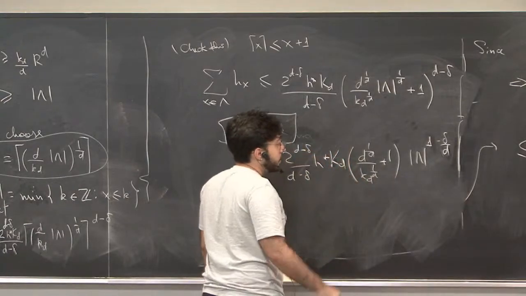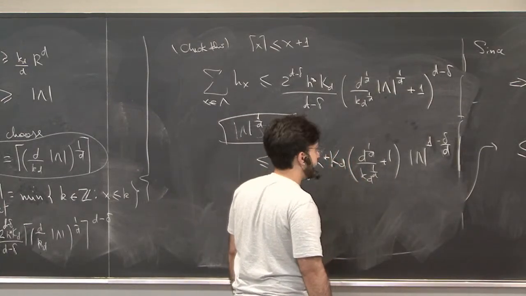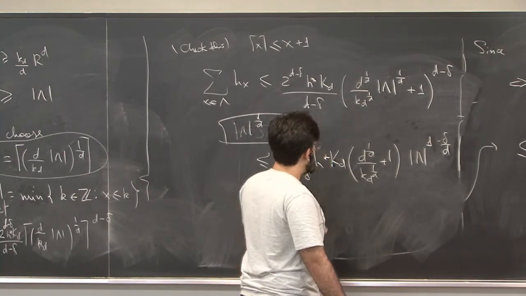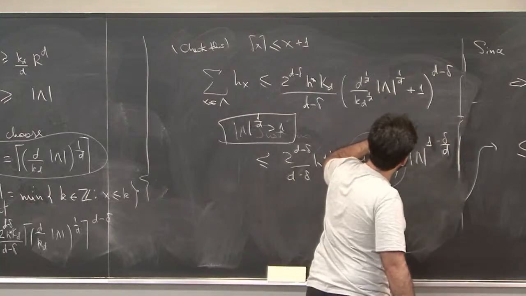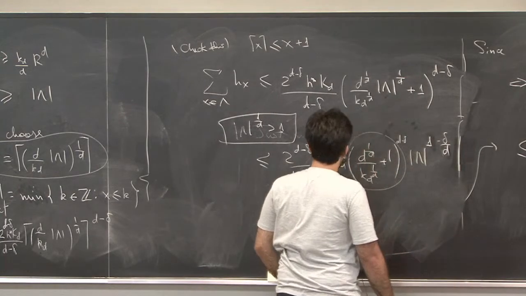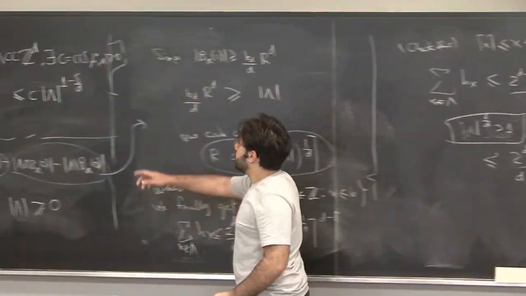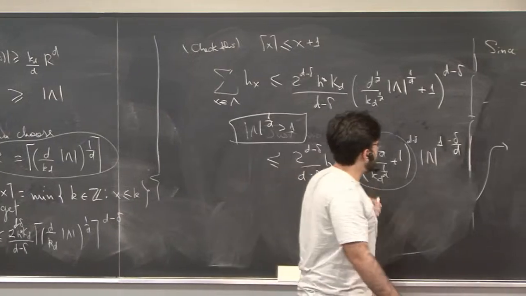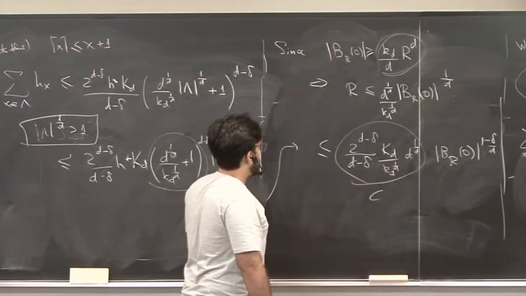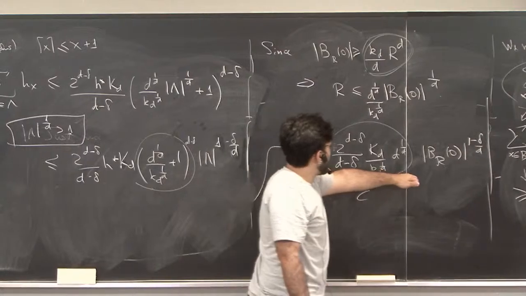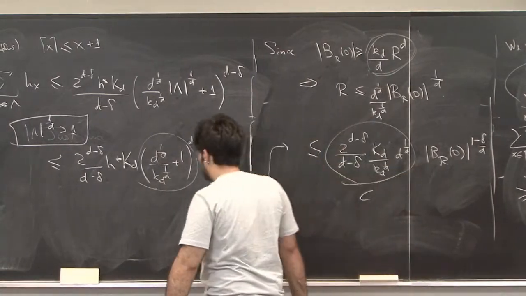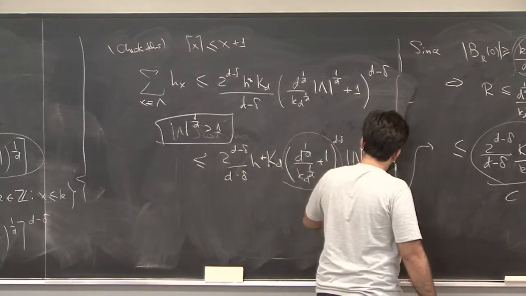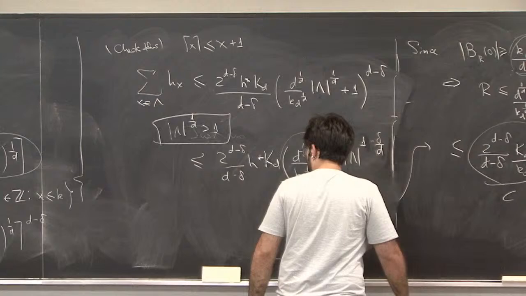Of course, the constants here are a little bit different, but notice that there is a d minus delta here. So to have some constant here, you can just take the maximum of this and this one. You can see that the constant for the balls is actually better. But okay, so this is proved.